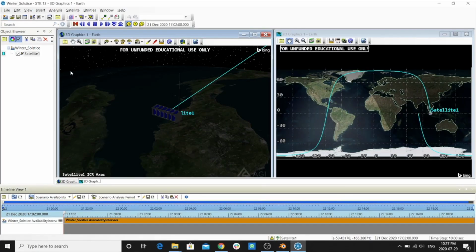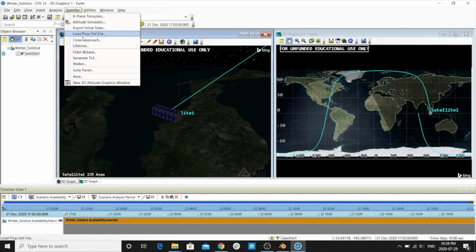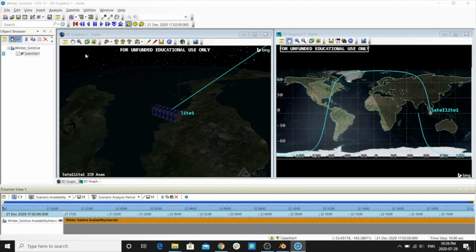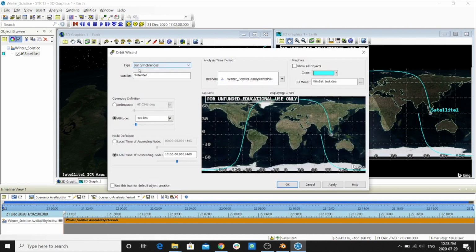This particular simulation is set for winter solstice. We did different scenarios to determine the power generation. There were two major orbits: one was ISS orbit, and the second one was sun synchronous orbit. We can select the orbits from this particular window. You can see this simulation is set for sun synchronous orbit at an altitude of 400 kilometers, and we have the local time of descending node as well.